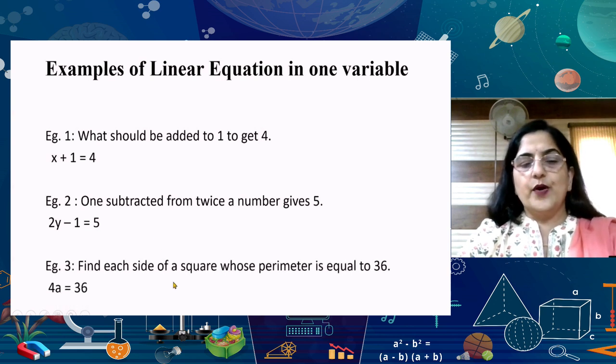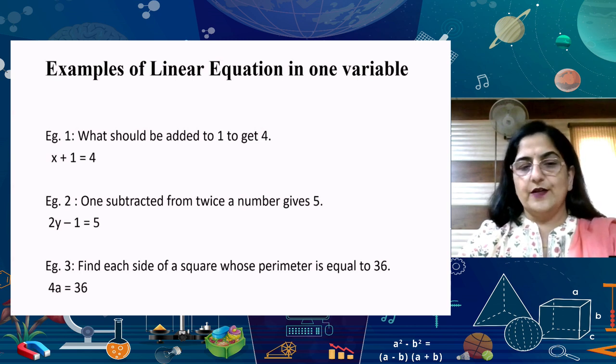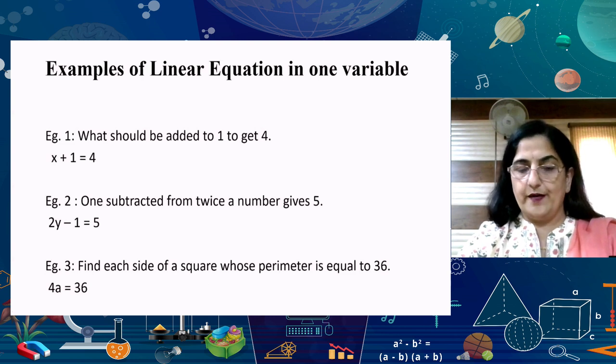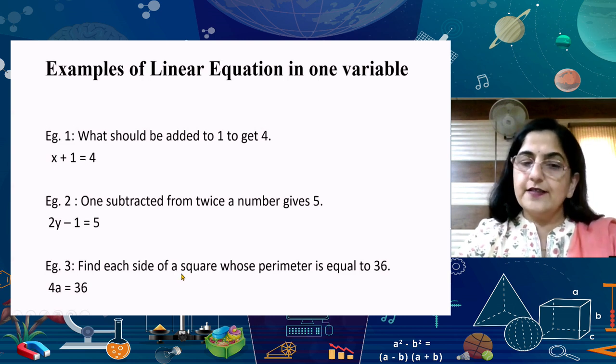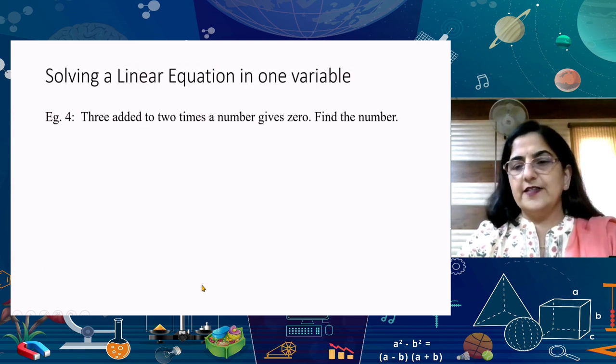Let's take one more example. Find each side of a square whose perimeter is equal to 36. So if the perimeter is 36, we have to find the side of the square, the length of the side of the square. That is the unknown value. So we can write it as 4a is equal to 36, where a is the unknown value. It is the variable. Now let's try and solve one such linear equation.